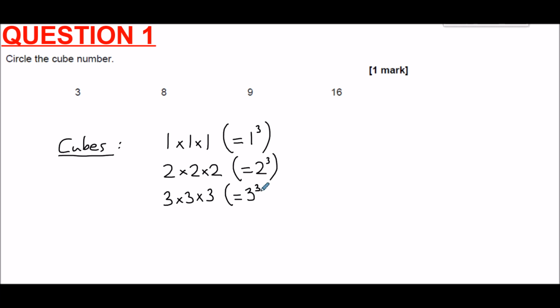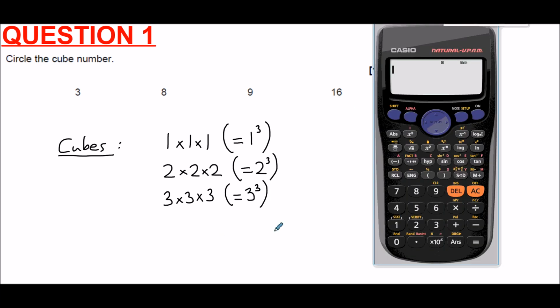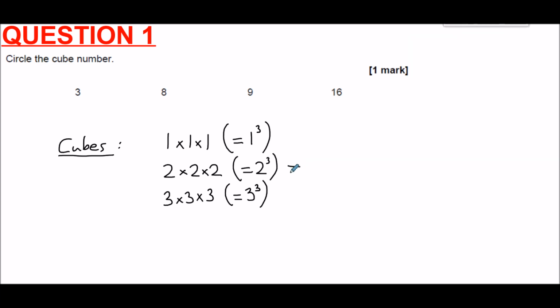But for this question we don't need to. As you can see, these numbers are relatively small. And so what we can try for each one is using the power button to the power 3. 1 cubed will be 1, but 2 cubed, 2 multiplied by 2 multiplied by 2, will be 8. So because 8 is in our list, 8 is the one we circle. So 8 is a cube number, it's 2 cubed.